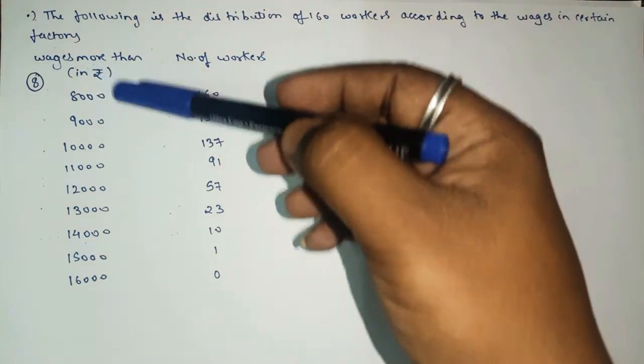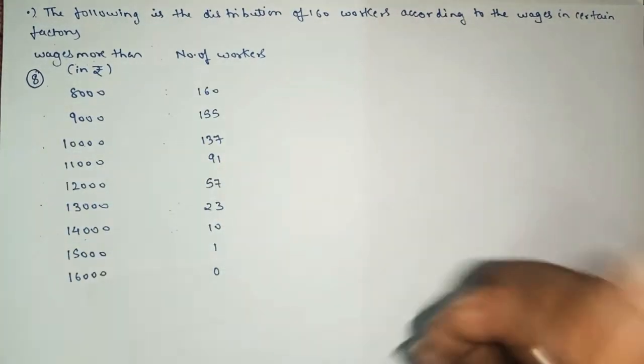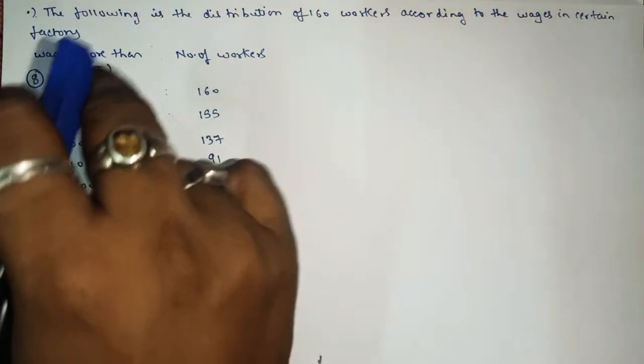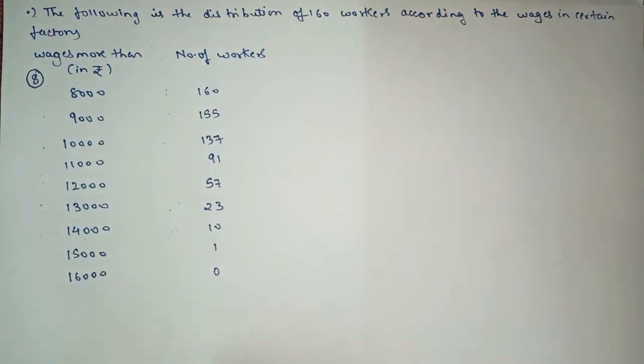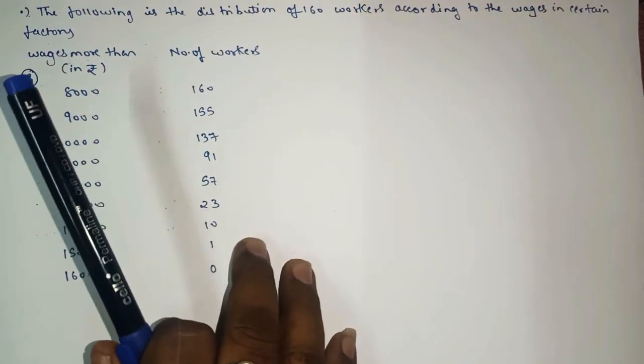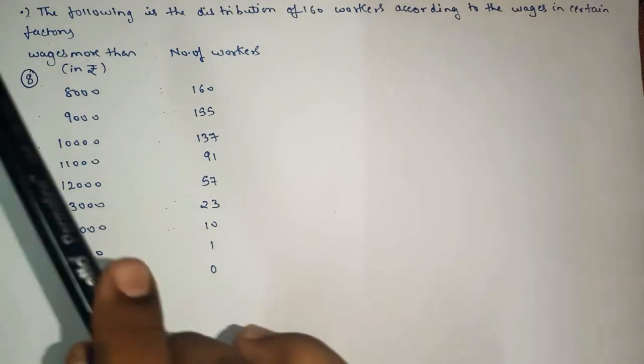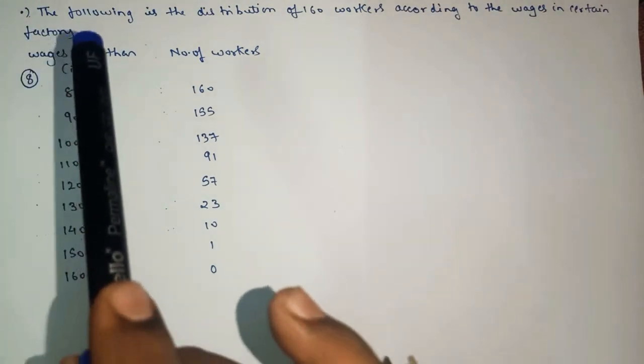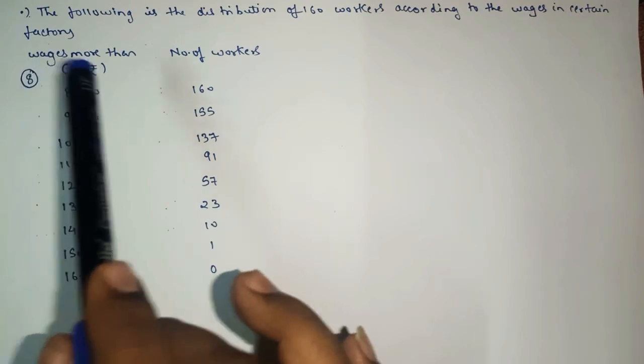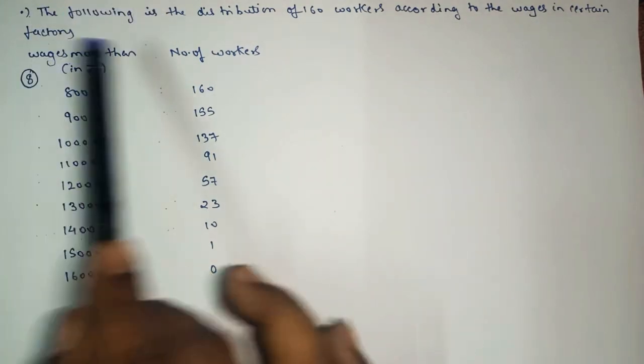So here the first column is the class, but the class which is mentioned here is in a different format, as it is mentioned as wages more than. They will never give the class written as more than or less than. Simply they will use the word wages.